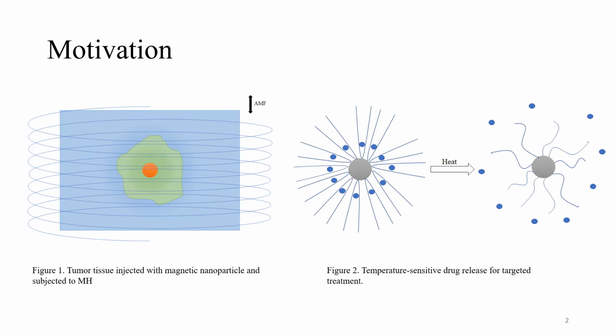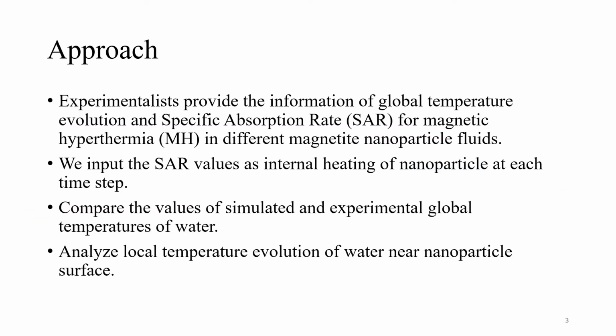the processes are feasible. So the approach we take here is we collaborate with experimentalists who measure the global temperature of a magnetic hyperthermia process, and they calculate the specific absorption rate of the materials, that is the amount of heat energy absorbed per unit mass of the material. We get the data from them, we input those SAR values into our simulation as an internal heating of the nanoparticle, which can be done in both LAMMPS and in normal heat simulations.